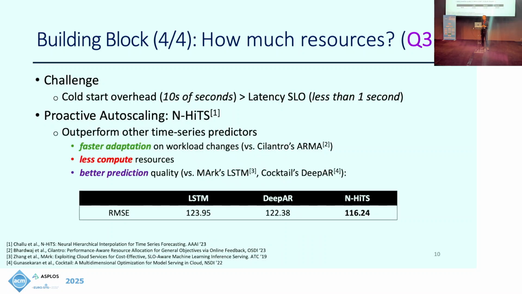nhits is a preferable alternative because it's faster than other approaches, such as ARMA that was used in Cilantro. It uses less compute resources, so it's cheap and efficient, and it has better prediction quality than Mark's LSTM and Cocktail's Deep AR, as is shown by the root mean square errors on that table here, and nhits has the lowest root mean square error. So we use nhits.